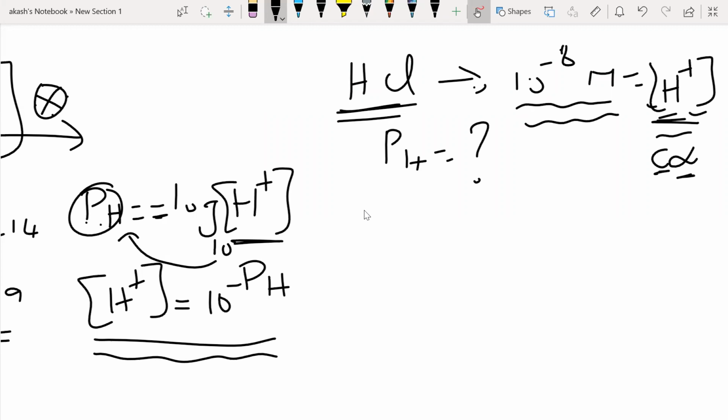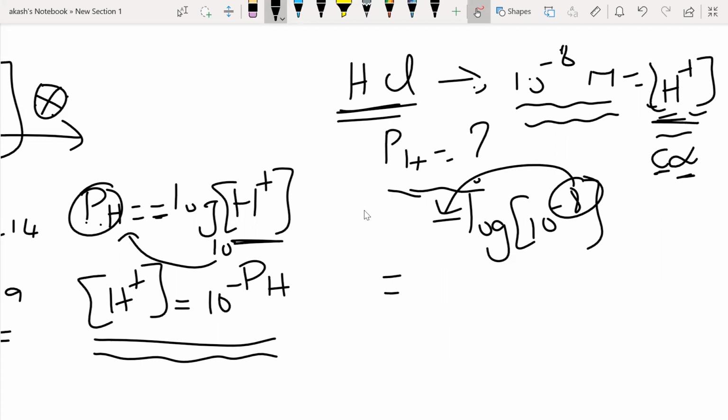Okay, now answer this question. If I have 10 to the power minus 8 HCl, what is the pH value for this acid? Just plug in the equation. So it will be negative log of concentration of H plus. Concentration of H plus is 10 to the power minus 8. You know how log A to the power B works. I can write it as B log A. So this minus 8 will come this side, the minus gets cancelled, and you'll have basically 8 log 10.